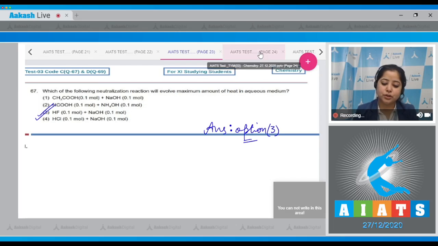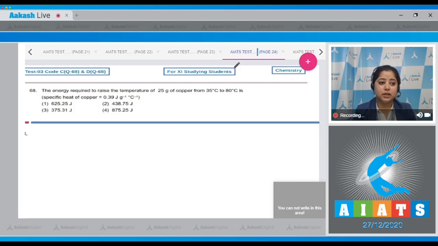Moving to next question, which is 68. Let's read it. The energy required to raise the temperature of 25 gram of copper from 35 degrees Celsius to 80 degrees Celsius is. We are given the specific heat of copper, which is 0.39 joule per gram per degree Celsius. So students, here I'm writing the formula to calculate.